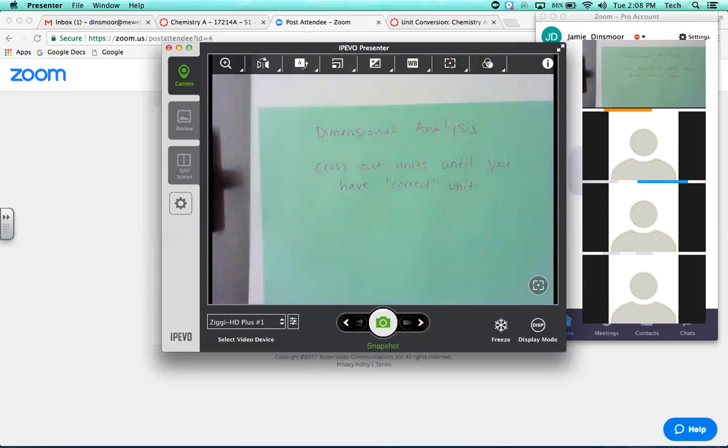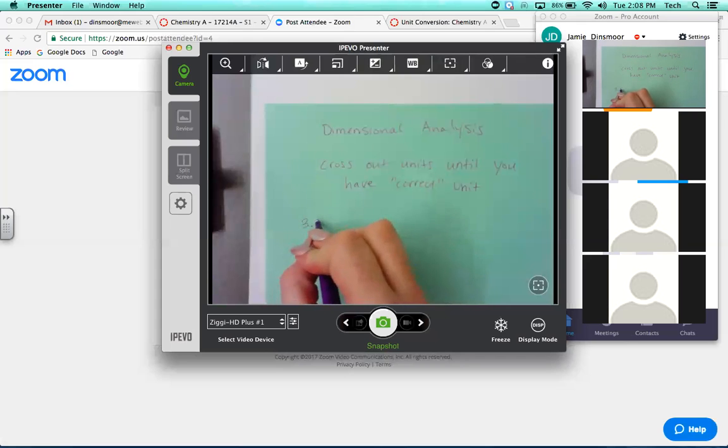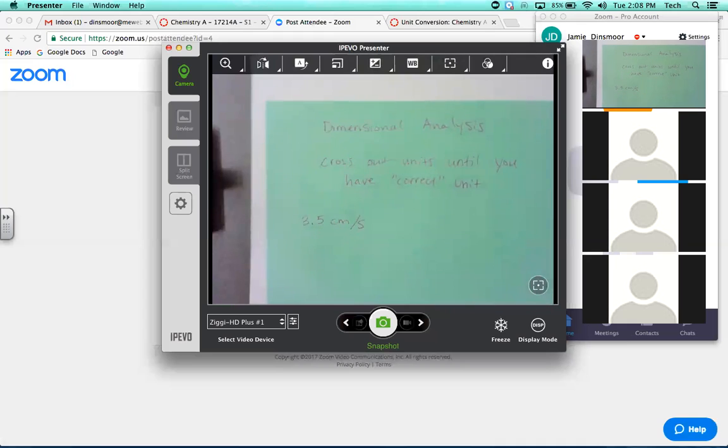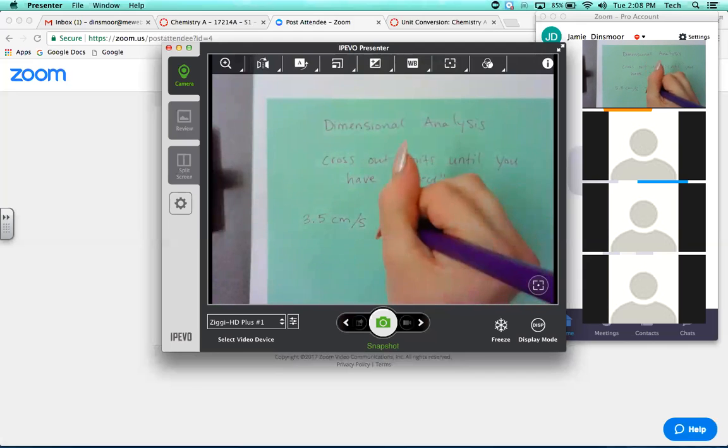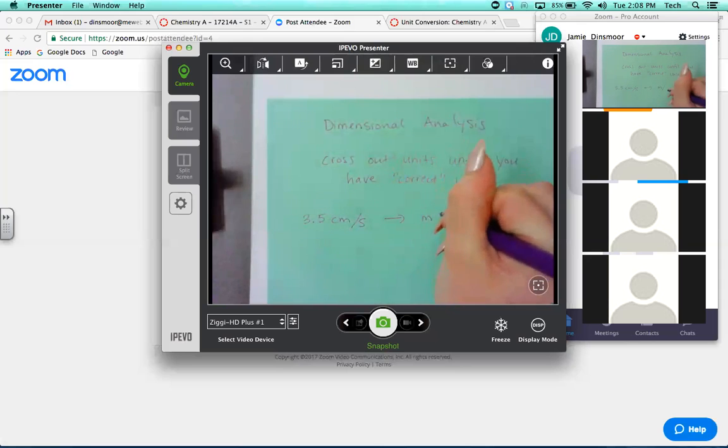So for example, if we have 3.5 centimeters per second, this is a speed, right? Someone's moving at 3.5 centimeters a second. Okay, well, that really doesn't tell us much because a centimeter is really tiny. That's not really moving very fast, maybe, or maybe it is. We don't know. So if we want to convert that into meters per, or kilometers even, I'm getting a phone call.